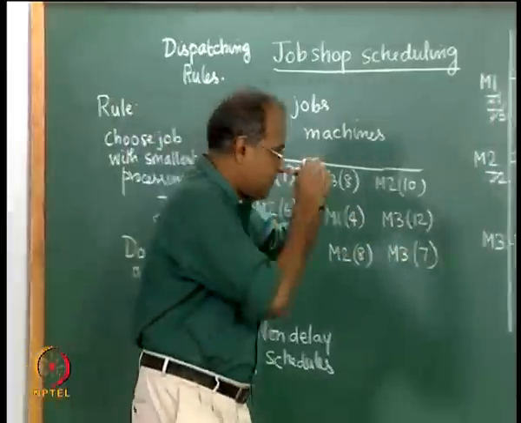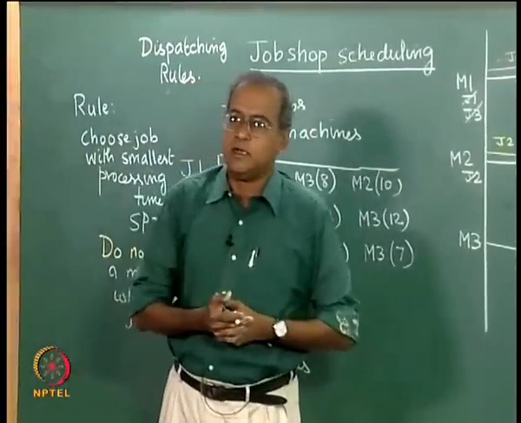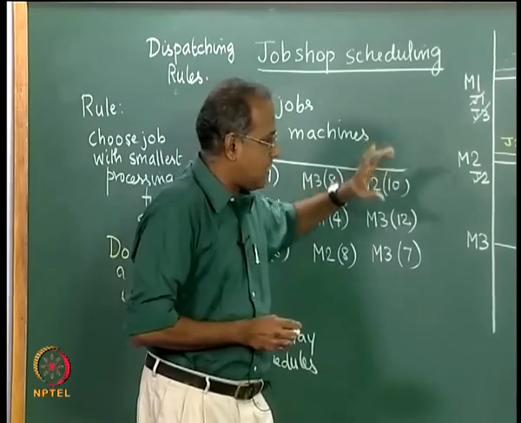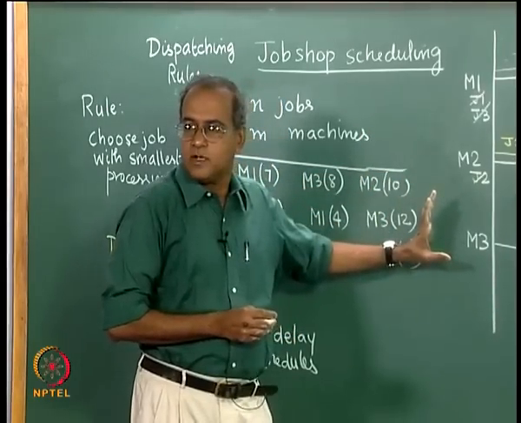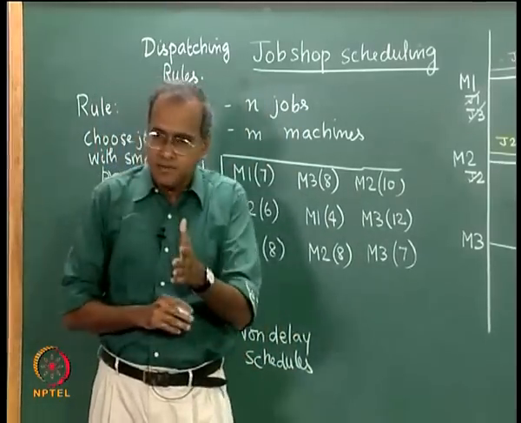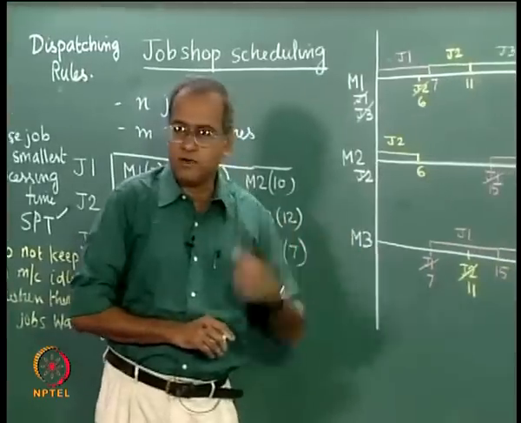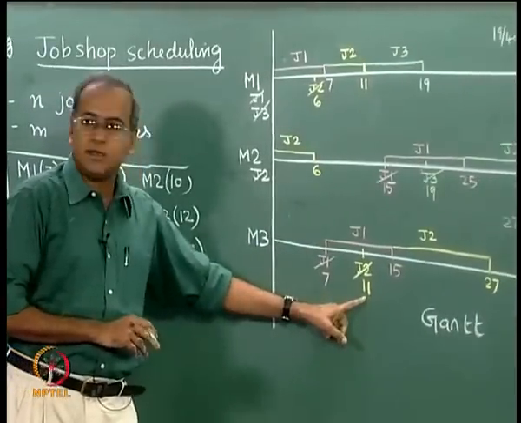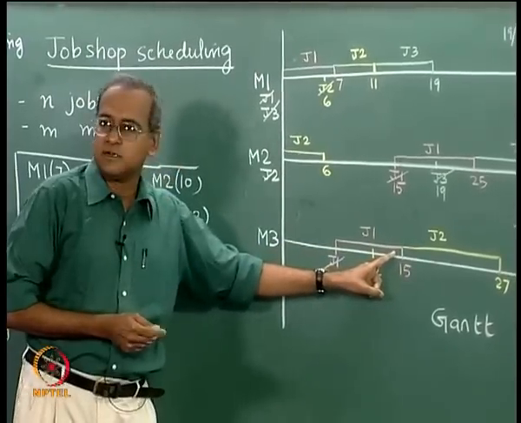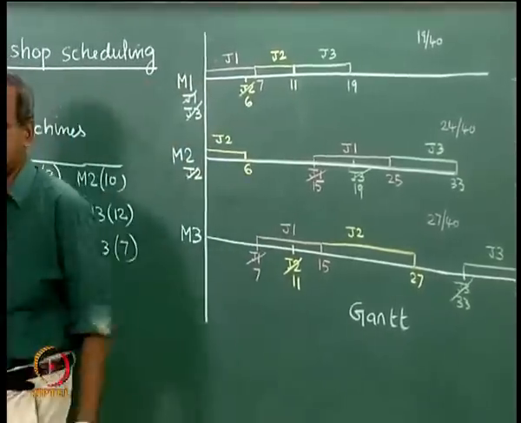So, if this schedule goes to an operator who is working on a machine, let us say we are looking at the operator who is working on M3. Now, based on this schedule, we will tell the operator that at time equal to 7, J1 will come, put J1 in. At time equal to 11, J2 will come, put J2 as soon as you finish J1, and then J3 will come later and put it in.